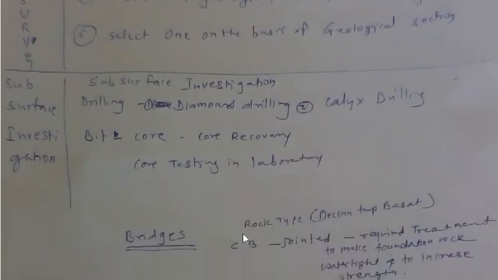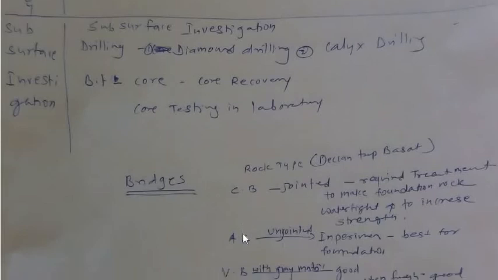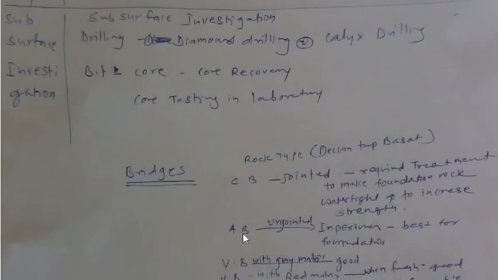Now, you know what a core recovery means. If the drilling is carried out, the drilling machine can drill continuously for 1.5 meters. That is known as one run. After a 1.5 meter run, what is your expectation? That length of core should be 1.5 meters. But whatever solid cylinder or core is recovered after one run is known as core recovery, and this core recovery is expressed as a percentage.